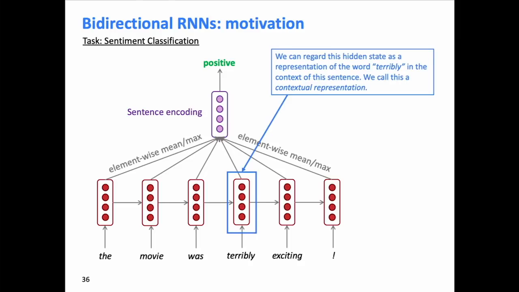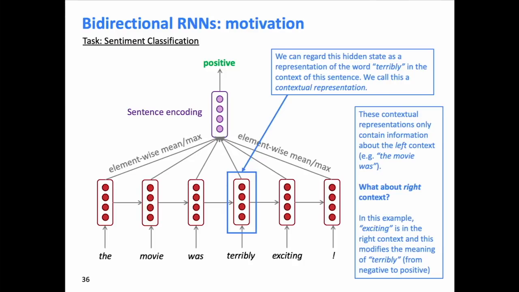So my question is, if we look at, let's say, the hidden state that corresponds to the word "terribly," we're regarding this hidden state as a representation of the word "terribly" in the context of the sentence. For this reason, we sometimes call hidden states in this kind of situation a contextual representation, because it's a representation of the word "terribly" in the context of the sentence. The thing to think about here is that this contextual representation only contains information about the left context.